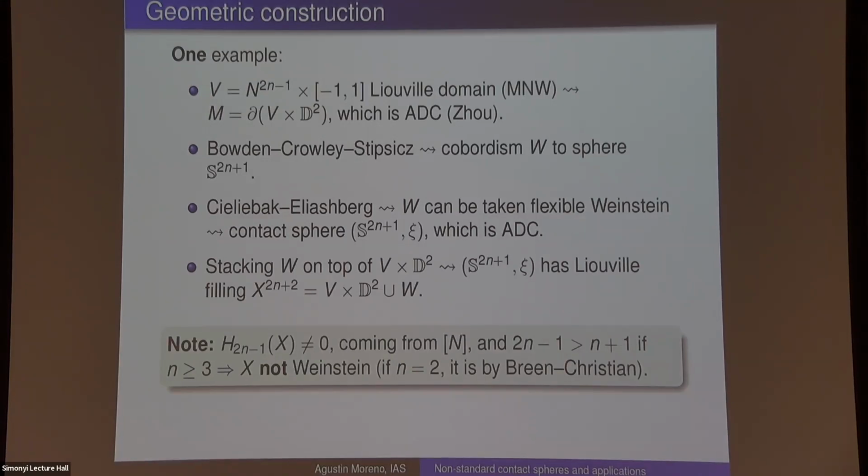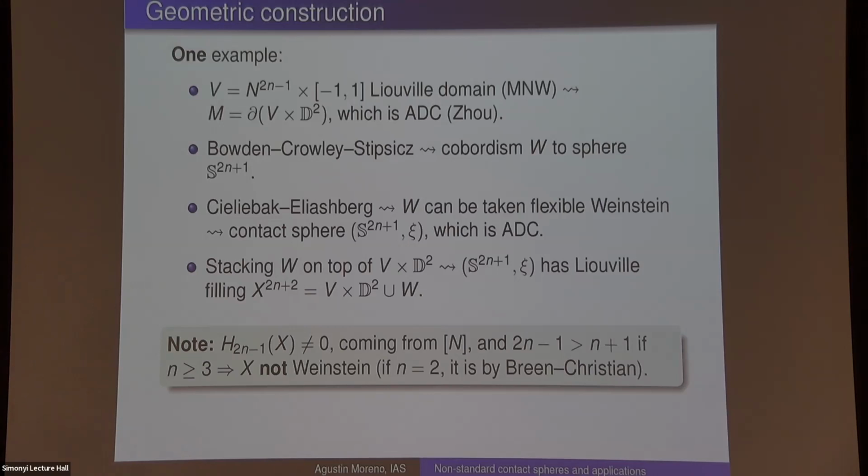So the first observation is that if n is at least 3, so we're in dimension at least 7, then X itself, the natural filling that you get, cannot be Weinstein just by topological reasons. The 2n minus 1 dimensional homology is non-zero, which is coming from the fundamental class of the sphere S^n in the product of B.